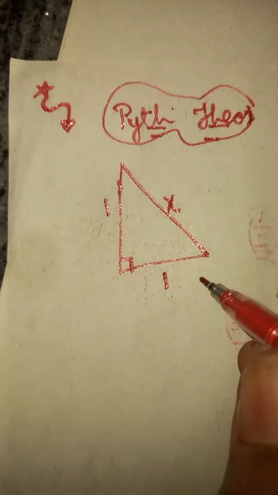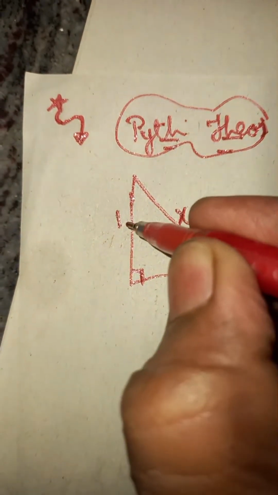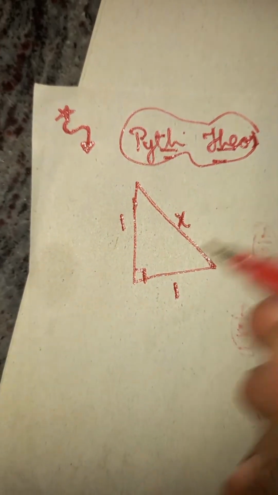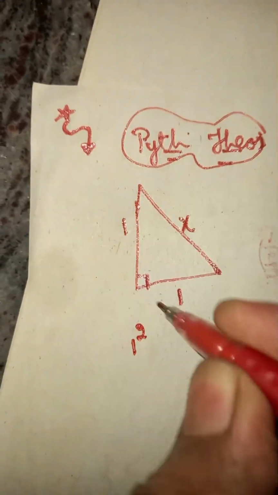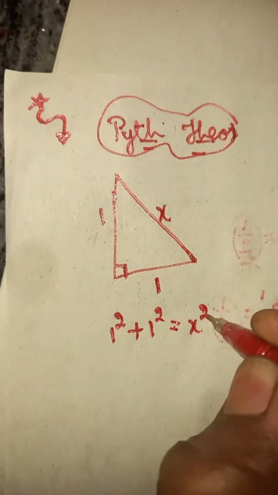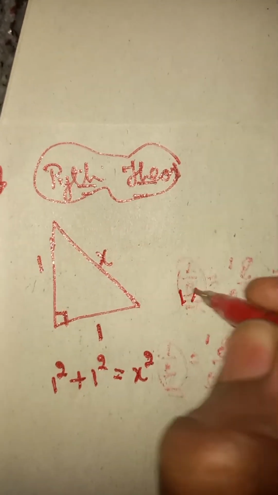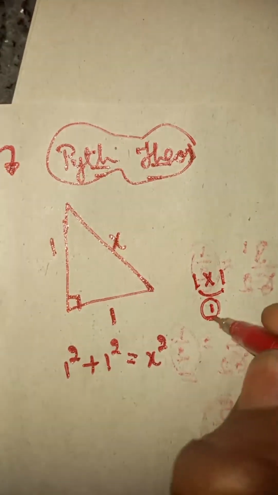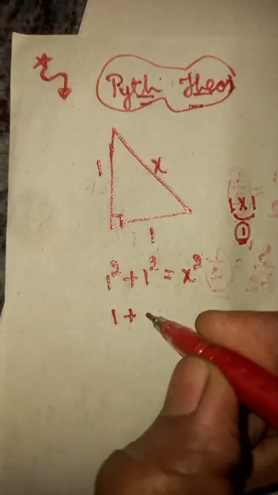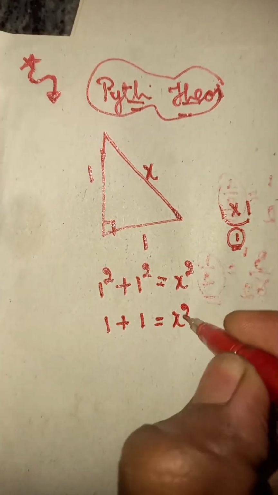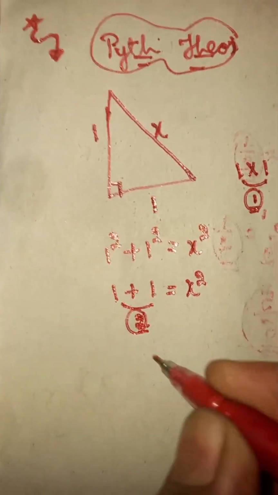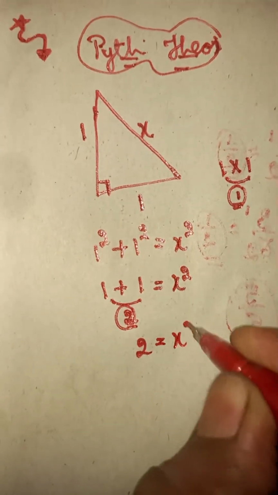Let's start finding it out. The sum of the squares of these two sides is going to be equal to the hypotenuse square. That is 1 square plus 1 square equals x square. 1 square you can write as 1 times 1, which is equal to 1. So this is 1, and this 1 square is also 1, which becomes equal to x square. 1 plus 1 is 2, so you're going to get 2 equal to x square.